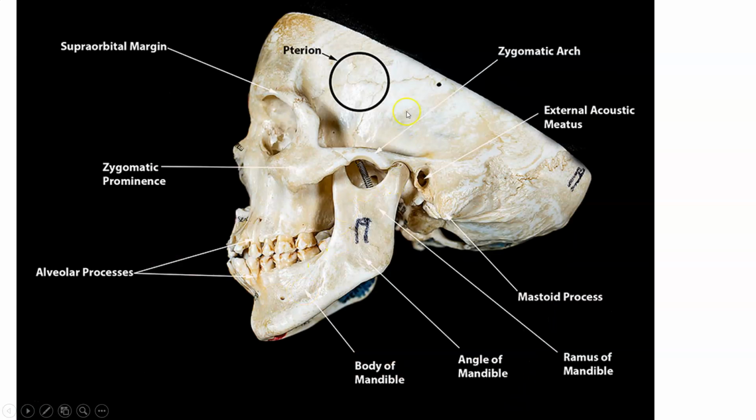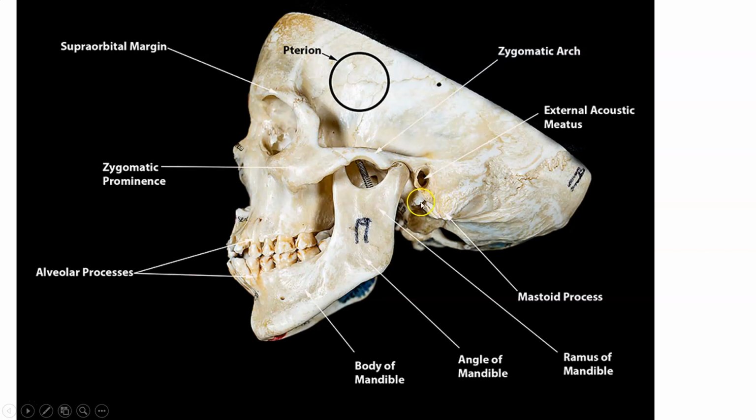So here is the temporal bone. We saw some of the sphenoid bone. We can also see the frontal bone. And here is the zygomatic bone. Notice there is a portion called the zygomatic arch. It is made up of part of the temporal bone and part of the zygomatic bone. So the arch is here.